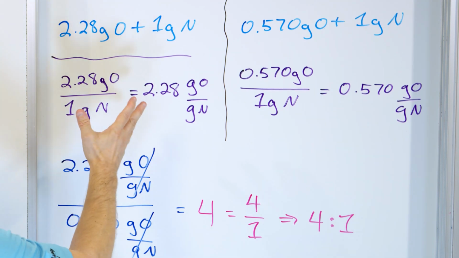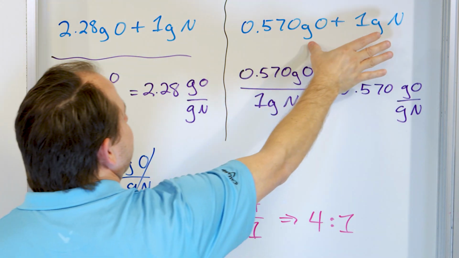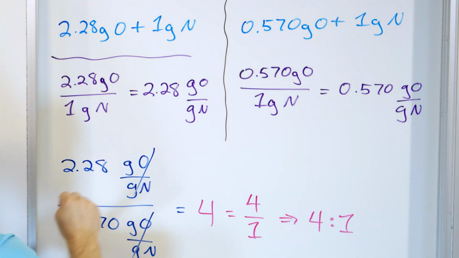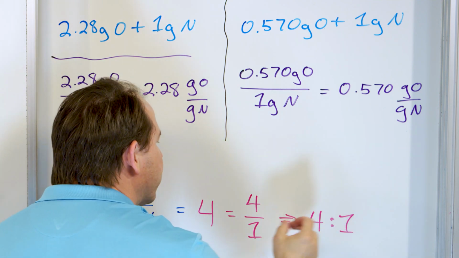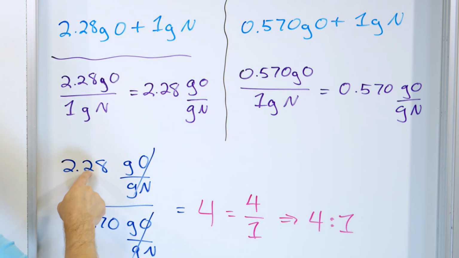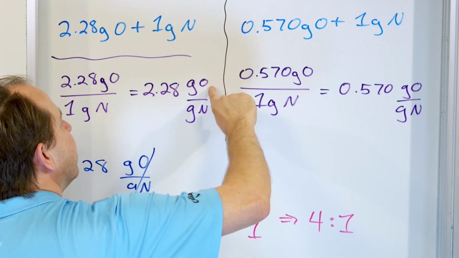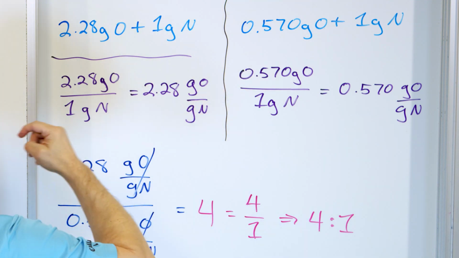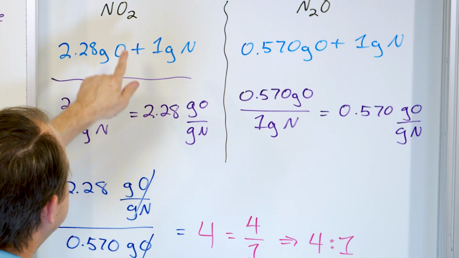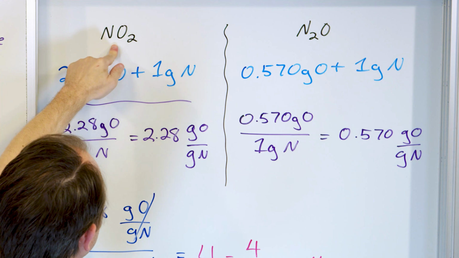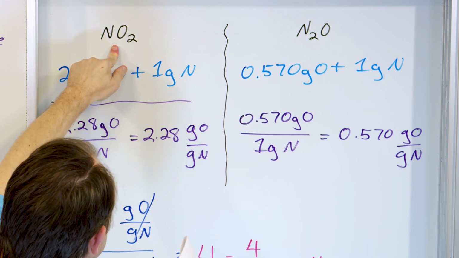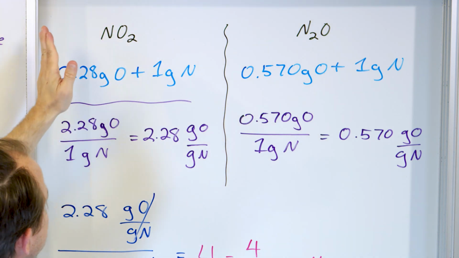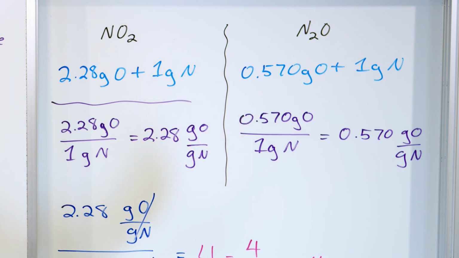When we do the same exact thing here, we take the ratio of these, and we take these numbers and put them in ratio, and we get exactly 4 to 1, which means this one has 4 times the amount of whatever's on top, oxygen, as compared to nitrogen. This means this molecule has 4 times the amount of oxygen by mass as it does nitrogen when you compare it to the other molecule. Now, does that make sense?